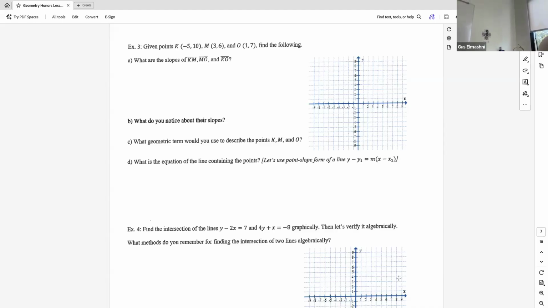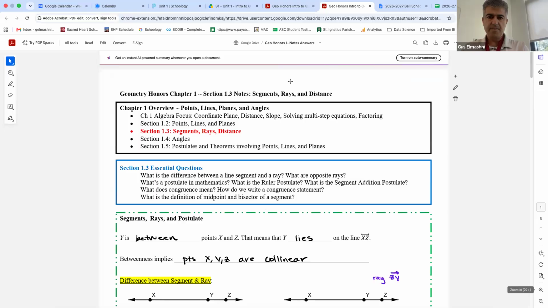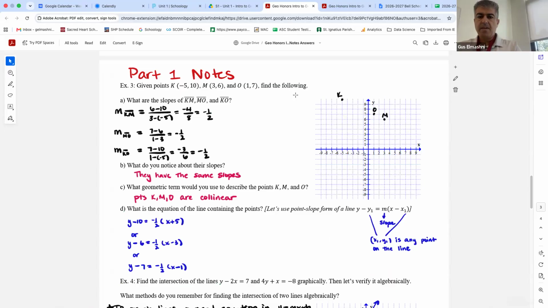I'm going to cheat and just show you the answer key. If you find the slopes, and plus this is the previous teacher's handwriting, which is much nicer than mine. KM is obviously negative 1/2, and you get negative 1/2, negative 1/2. Whenever that happens, it has to be part of the same line, right? How else would that happen? They have the same slopes, so they're collinear.